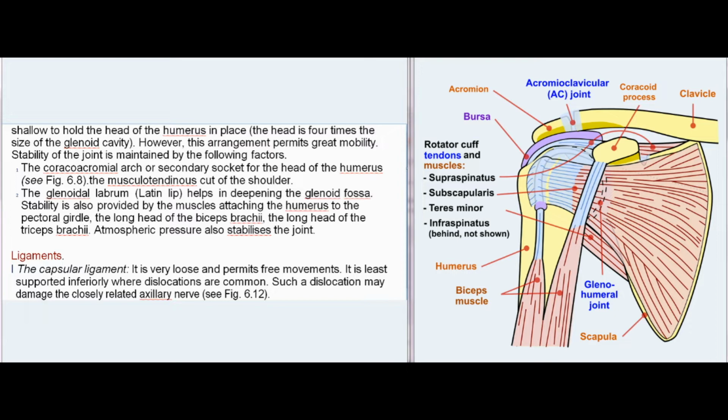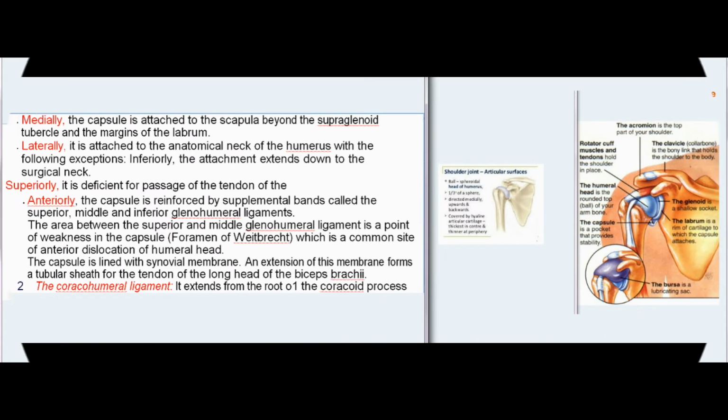Ligaments. 1. The capsular ligament, it is very loose and permits free movements. It is least supported inferiorly where dislocations are common. Such a dislocation may damage the closely related axillary nerve, see Fig 6.12. Medially, the capsule is attached to the scapula beyond the supraglenoid tubercle and the margins of the labrum. Laterally, it is attached to the anatomical neck of the humerus with the following exceptions. Inferiorly, the attachment extends down to the surgical neck.